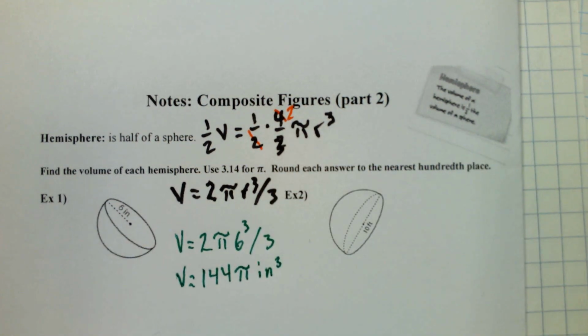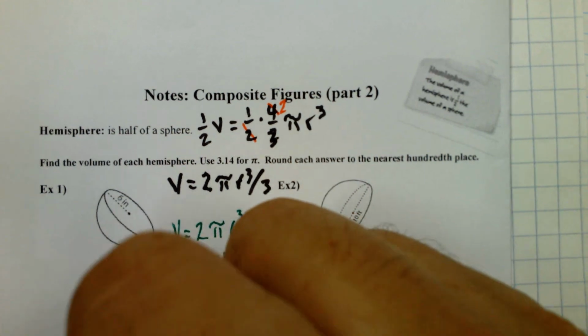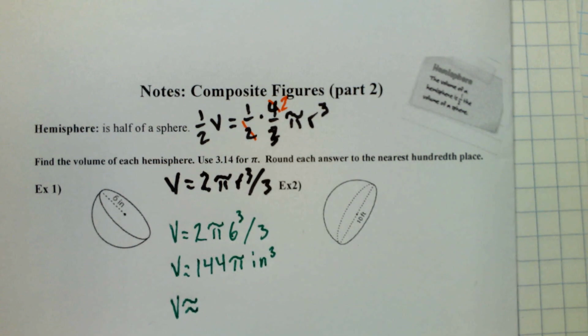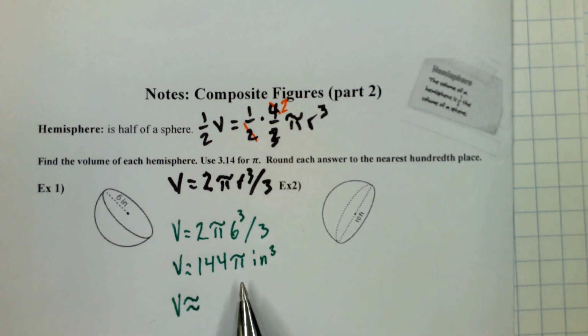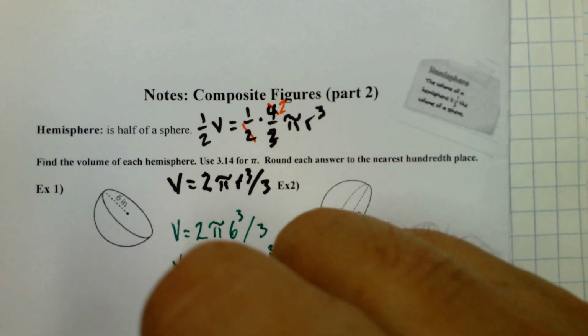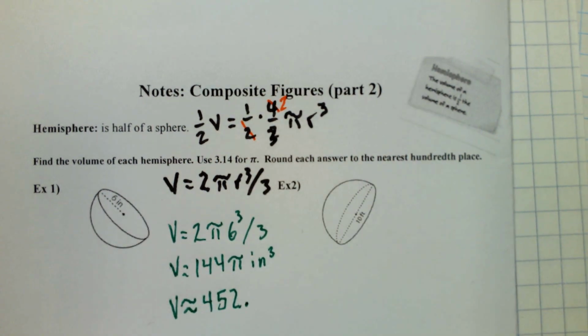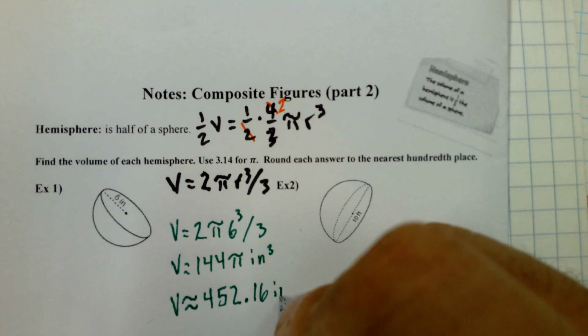And now let's multiply that by 3.14 to replace the pi. And let's see what we get. So if we multiply 144 by 3.14, 452.16, rounding it to the nearest hundredth, cubic inches.